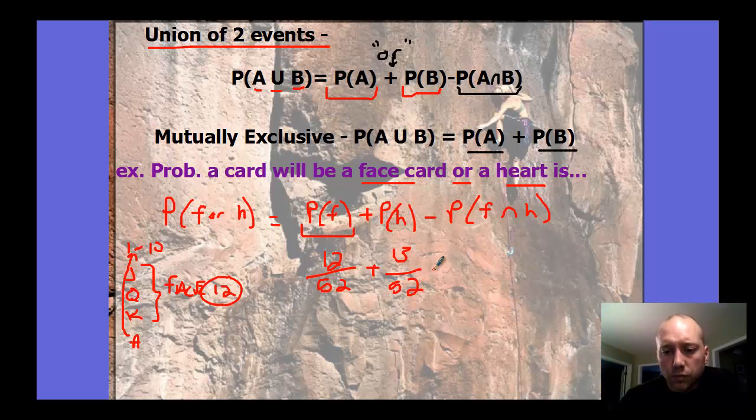Now we have to subtract the overlap, the repeat. The reason is that when we counted these 12 face cards, 3 of them are also hearts. We counted those 3 twice: the king of hearts, the queen of hearts, and the jack of hearts. We counted them when we talked about face cards and again with the hearts. So we need to subtract those 3 cards we counted twice, so we only count them once. If we add that together, it would be 22/52, which reduces to 11/26.